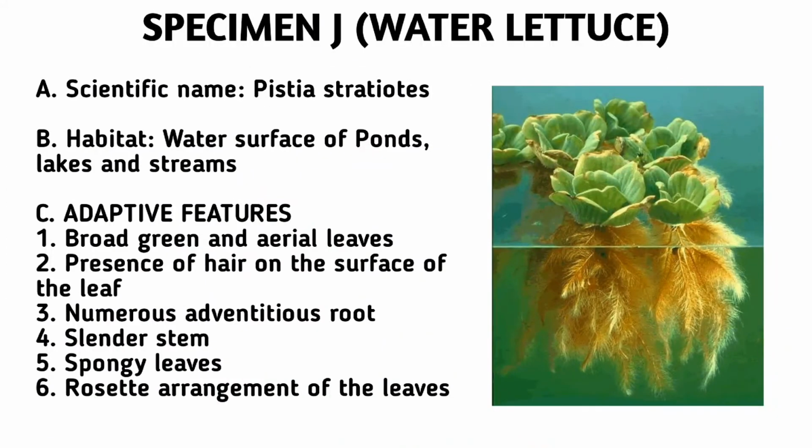Moving on, specimen J is the water lettuce. It is an aquatic plant, unlike the cactus, which is terrestrial. Aquatic because it lives on water. The scientific name is Pistia stratiotes, and its habitat is the water surface of ponds, lakes, and streams, that is, slow moving waters. Next, the adaptive features: it has a broad, green and aerial leaf.